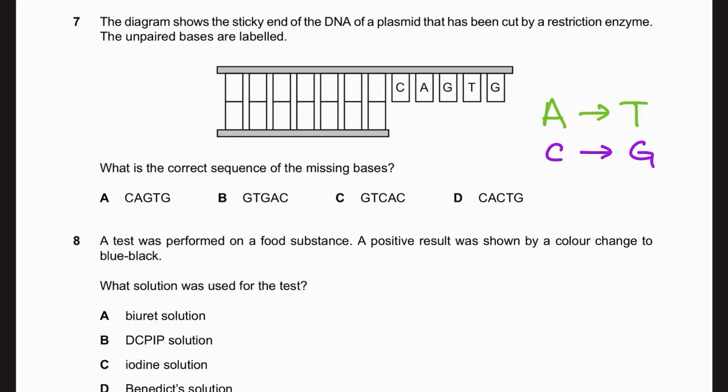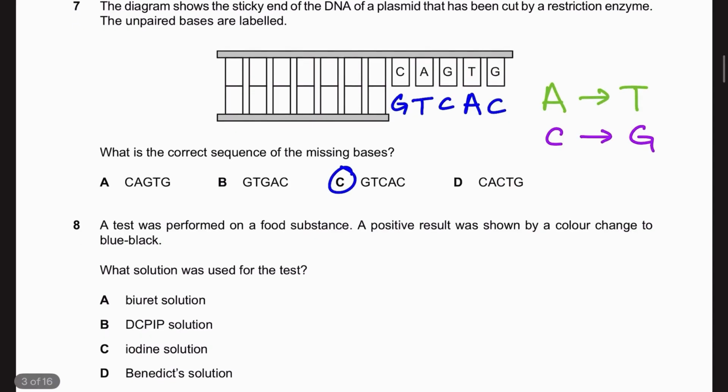Once you know that, then you can start to do the magic, right? So let's pair each of these up. This is called complementary base pairing. It means they always pair with the complement. So the complement of C is G. A is T. G is C. T is A. And G is C. So I'm looking for G, T, C, A. And that would be the answer C. Easy.